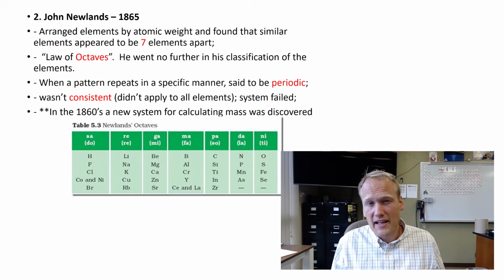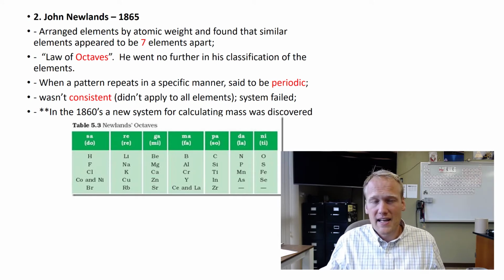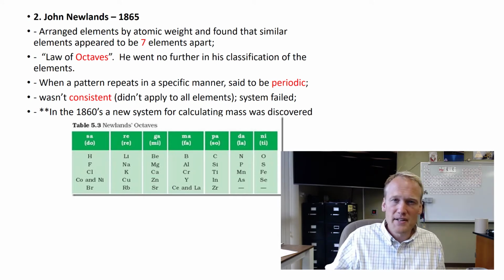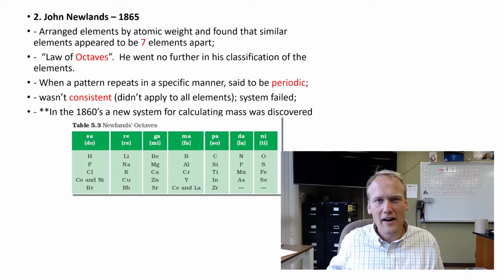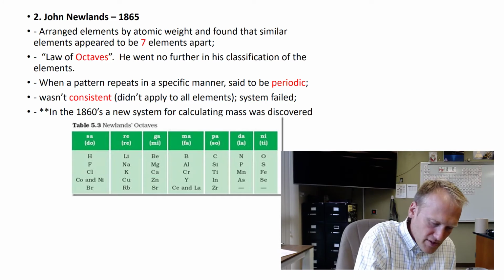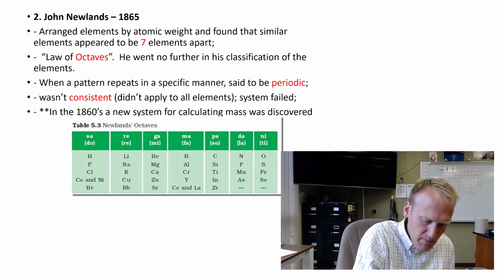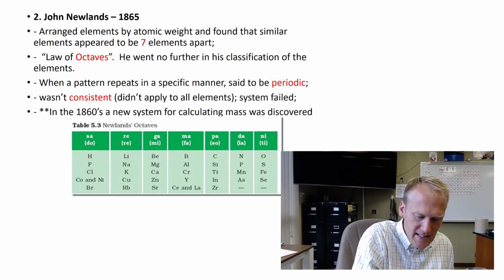Then, several decades later, John Newlands noticed that these patterns of properties kept resetting every eighth element, and therefore he called it the law of octaves. So if we start with hydrogen and work our way across the periodic table, he noticed that instead of fluorine fitting here at the end, it fit closer to back here at the beginning.